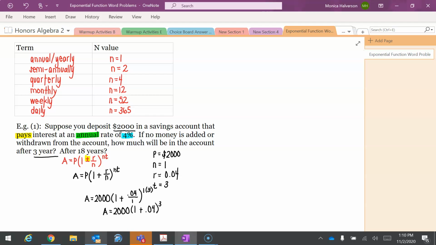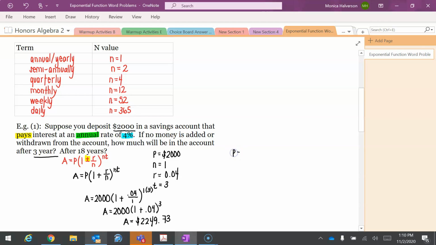Okay? And if you were to follow the order of operation, after 3 years, the final amount would be $2,249.73. We're dealing with money, so we know we round to the hundredths place. Now, what's the difference with how much will be in the account after 18 years?